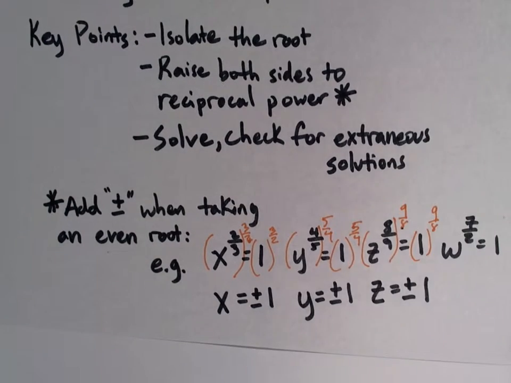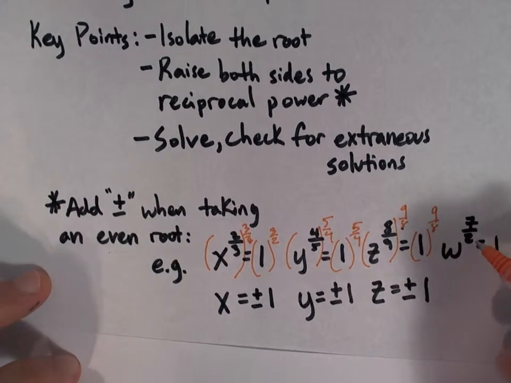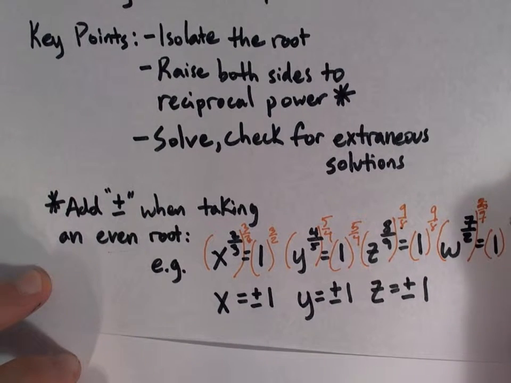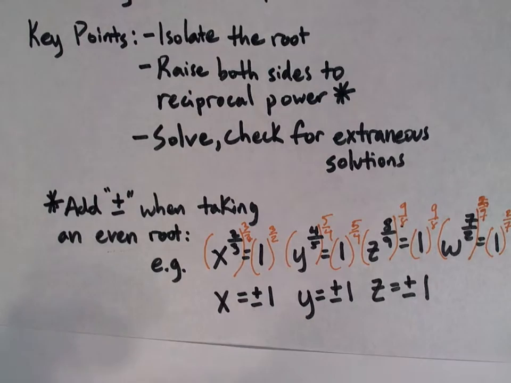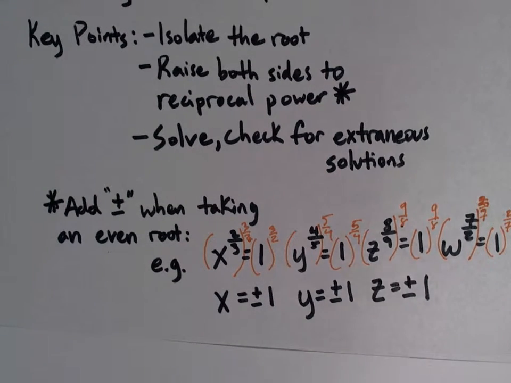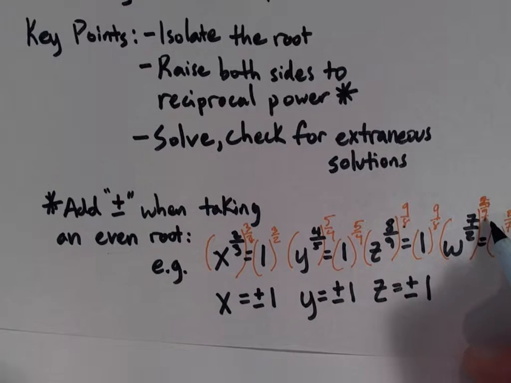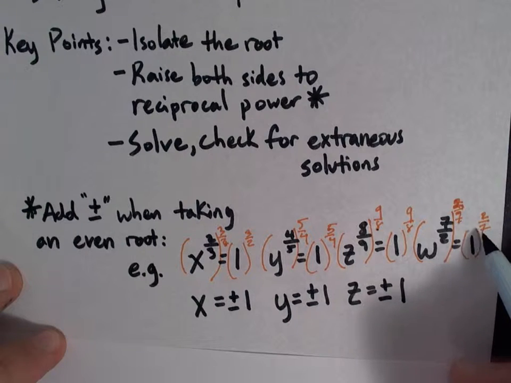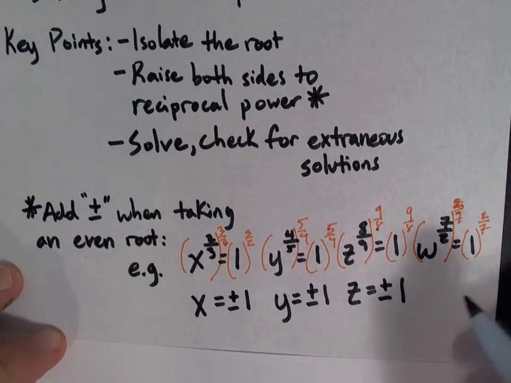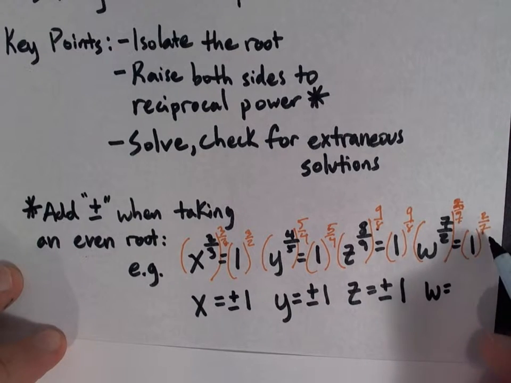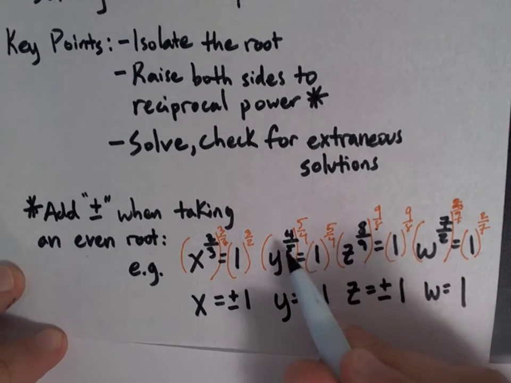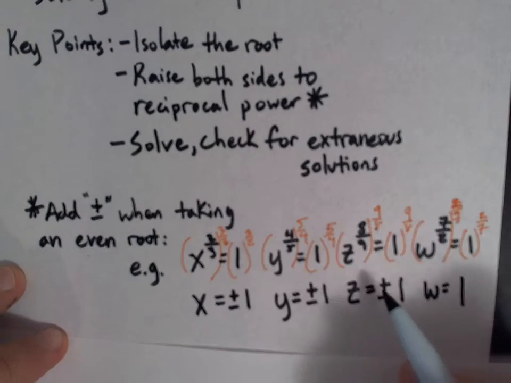Now let's look at this last example. It's the 7/2. So we take both sides to the reciprocal power, 2/7. That's not a z, it's a 2. So for this last example, are we taking an even root? That is 7, so that is an odd root. We're taking the 7th root of both sides. Because it's odd, we do not need to add plus or minus. But all the other ones, 8 is even, 4 is even, 2 is even, so we need that plus or minus.